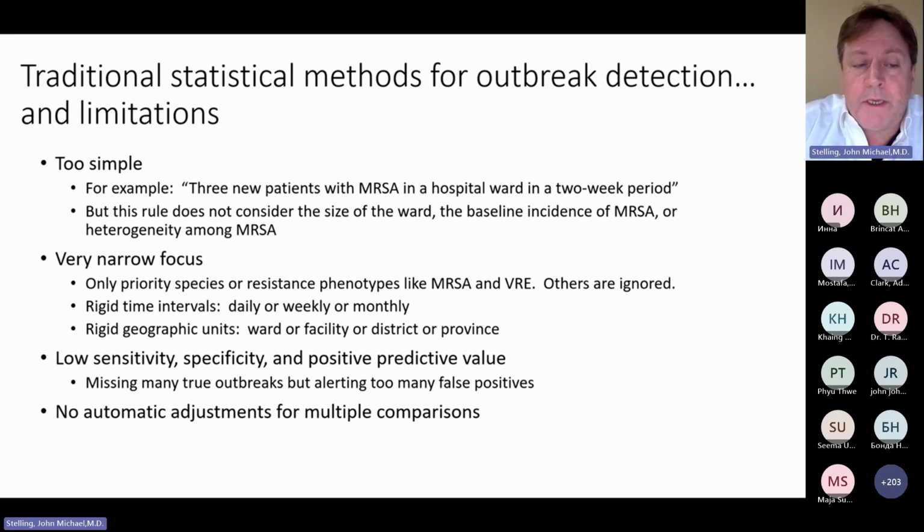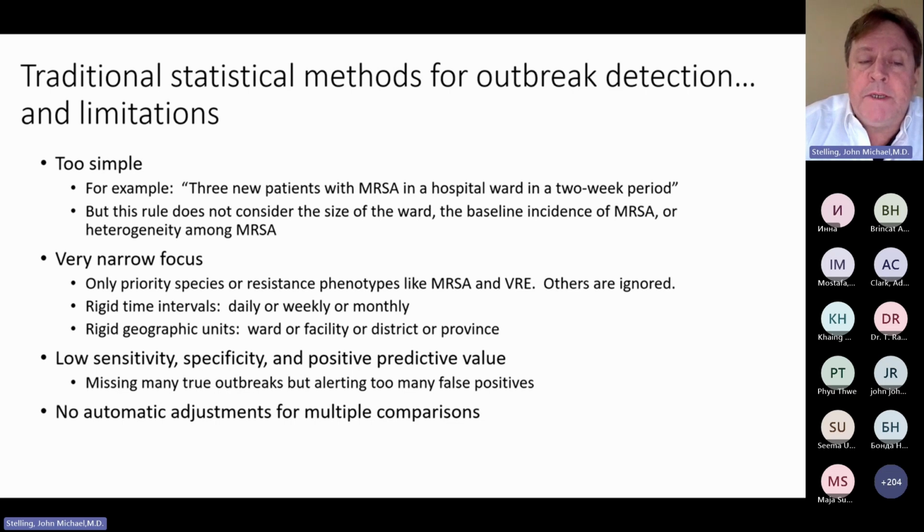Also, there is a very narrow focus. You only look at MRSA or VRE, and any other potential cause of an outbreak is ignored, including MSSA. People look at rigid time intervals. You look at daily totals or weekly totals or monthly totals. The problem is sometimes if you look at very short periods like a daily total, you'll miss a slower outbreak. On the other hand, if you only look at monthly totals, you might miss a short outbreak involving only 2 or 3 days.